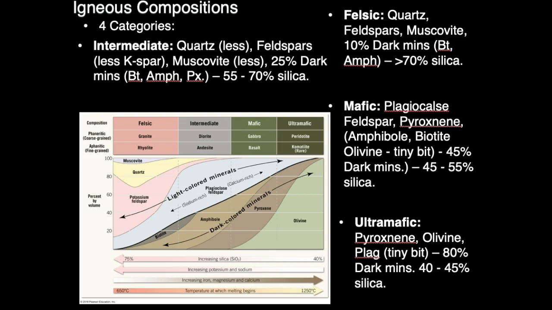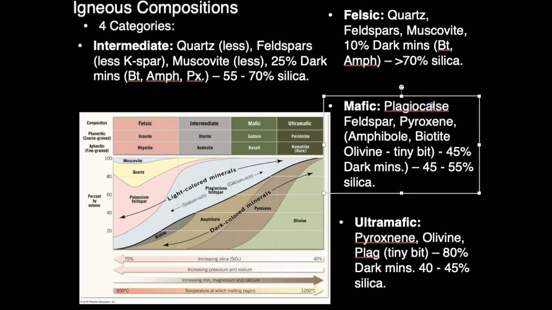Okay, the next column over is the mafic column. Mafic rocks tend to be darker due to the amount of ferromagnesian minerals, or darker colored minerals. For mafic rocks, we have plagioclase feldspar only, not potassium feldspar. We have pyroxenes. Oh, I'm going to correct that real fast.